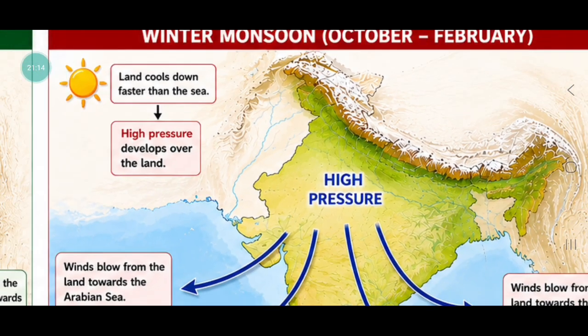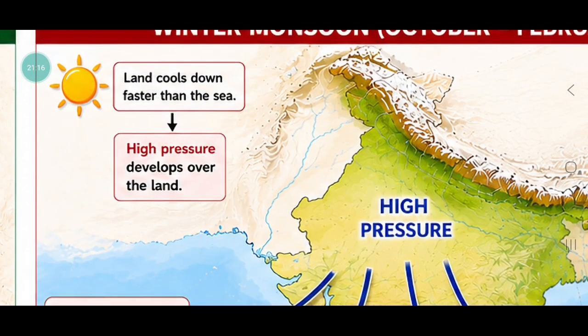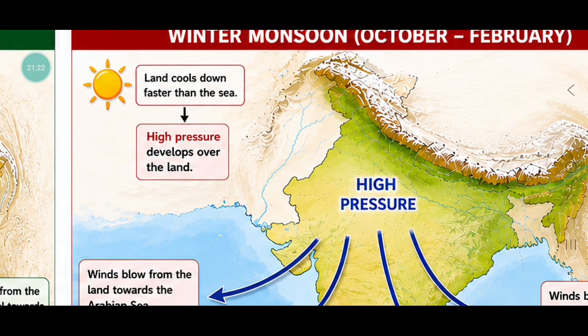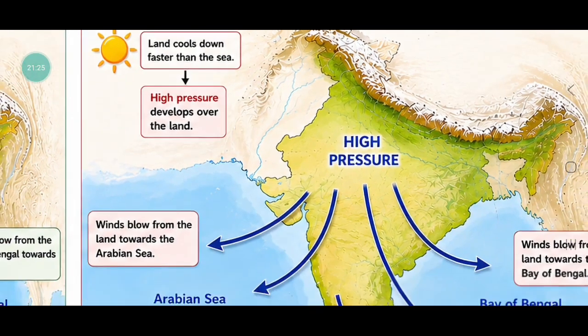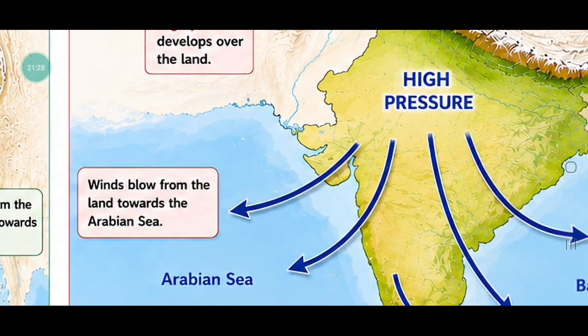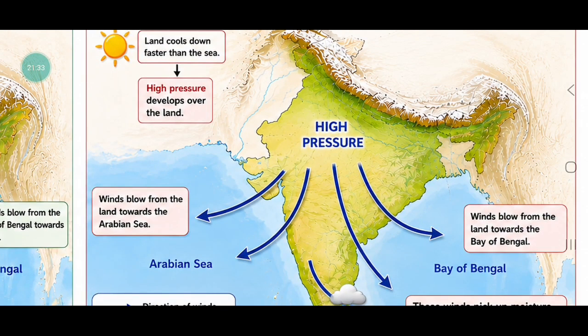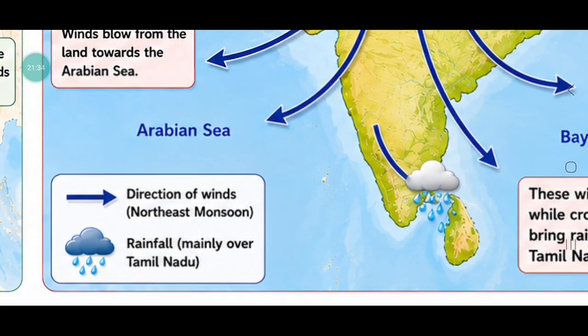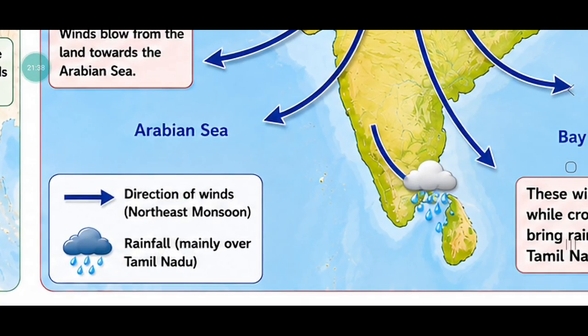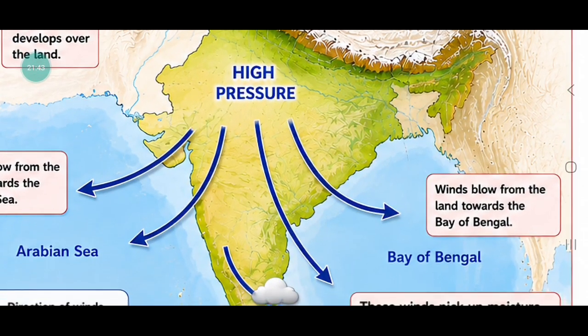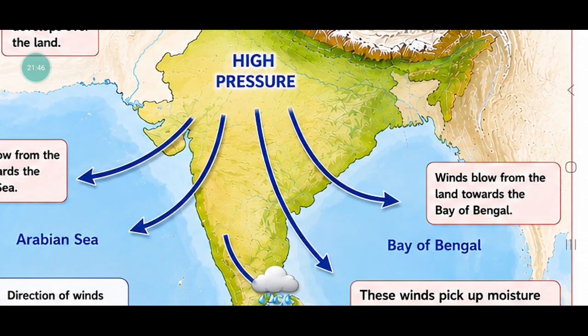So the wind direction totally changes. High pressure develops over the land, and it lets the wind go towards the southern part, the southwestern part. So winds blow from the land towards the sea. Now the wind direction is land to sea. Fine. Direction of the winds, northeast monsoon winds. Winds blow from the land towards the water bodies.